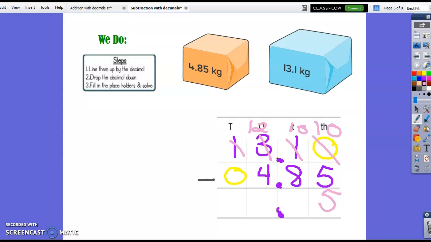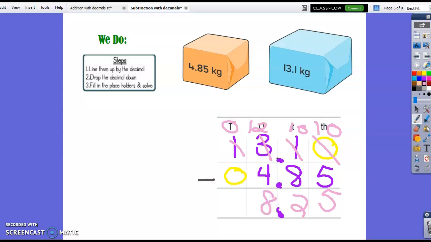Then we had to regroup and borrow again, making the 3 a 2. 10 minus 8 is 2. We had to regroup and borrow again, making your 1 a 0, and your 2 becomes a 12. 12 minus 4 is 8.